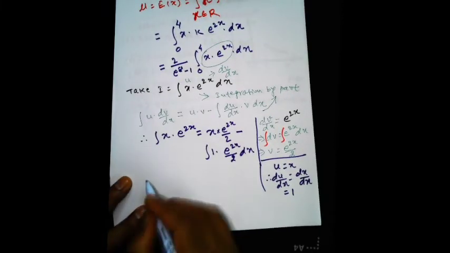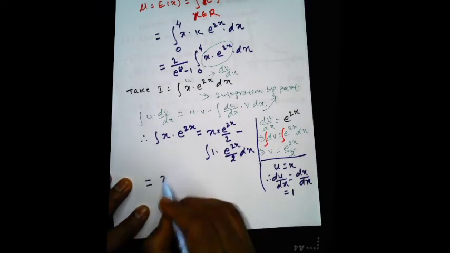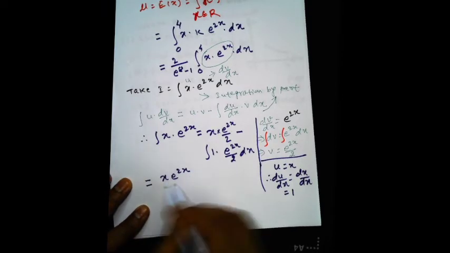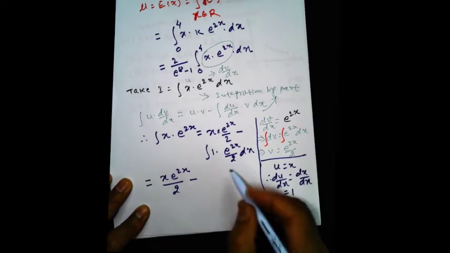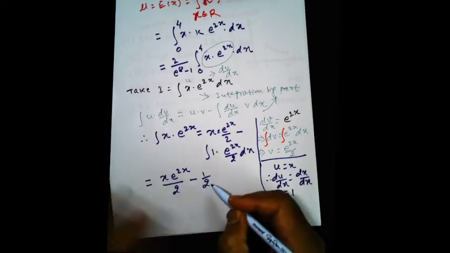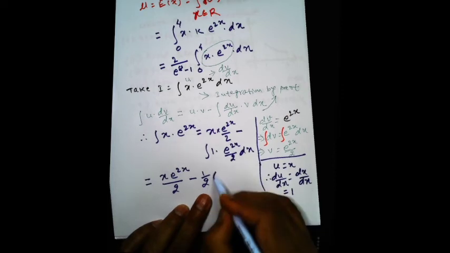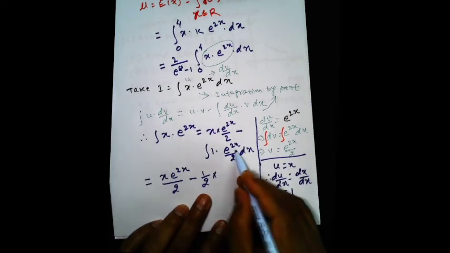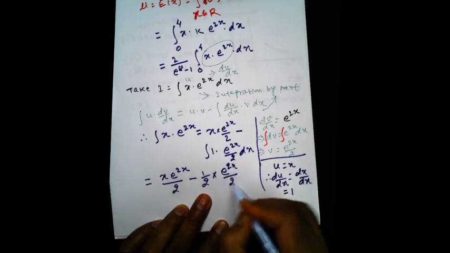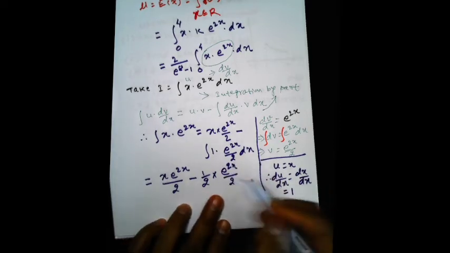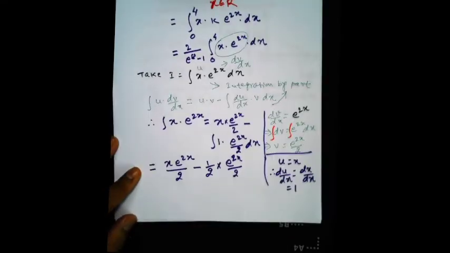And now in another step we can write x e to the power 2x by 2 minus 1. Integration of this term will be again, this is 1 by 2, let's take it out, this is a constant term, times e to the power. If you find again the integration of this, then it is going to be 2x divided by 2, and we don't need to write the constant term here because we have to deal with the definite integral.